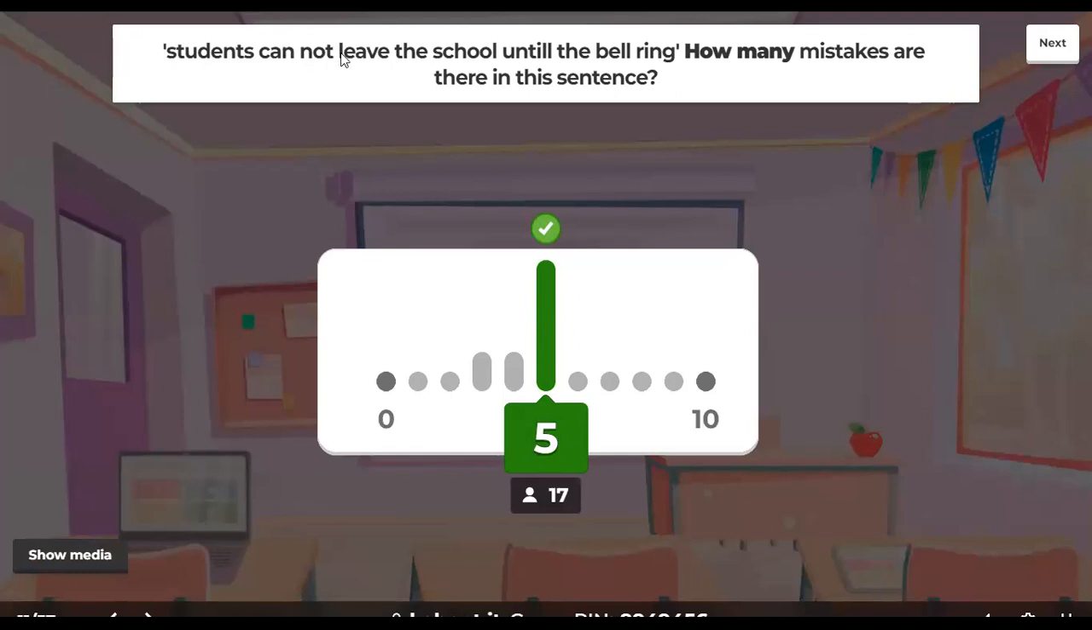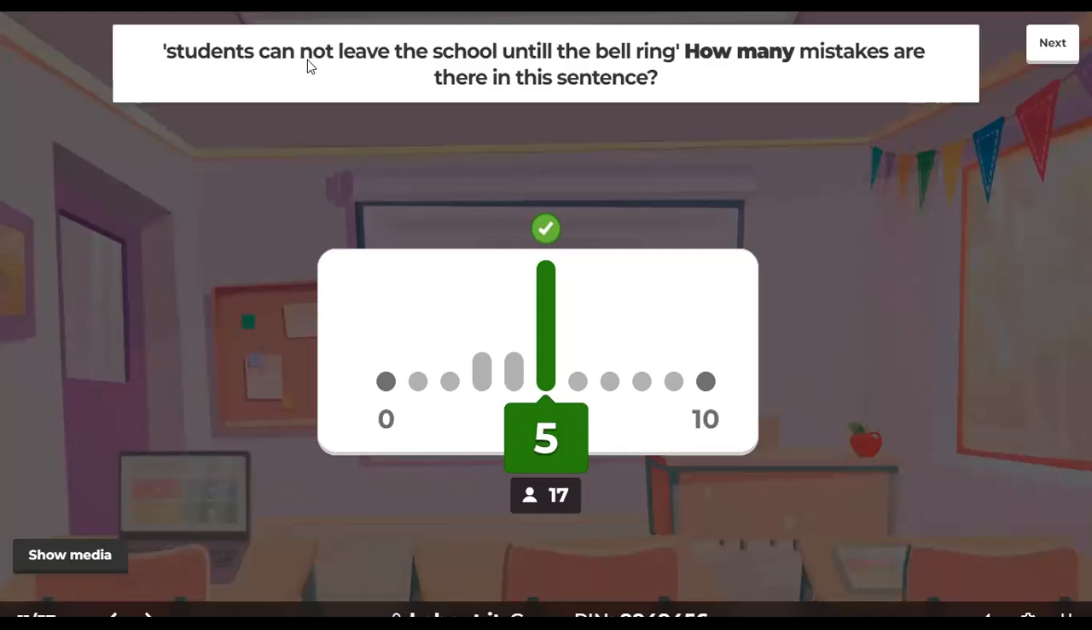So here we have: students cannot leave the school until the bell rings. Now, students, there is a mistake. What is it? Capital letter. Very good, excellent. This is capitalization. We should always start our sentence with a capital letter. Very good. And cannot, that's a mistake.